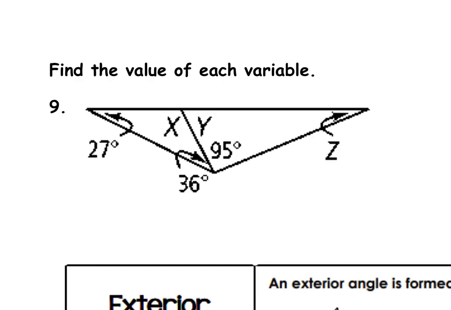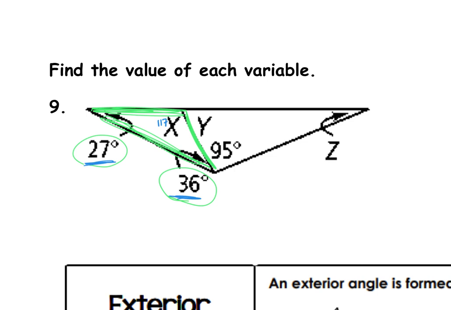All right, number 9 is a little bit trickier. So on number 9, I've got two triangles stuck together. We've got one on the left and one on the right. And I want you to look at this one on the left. So the one on the left, do you see how I already know 2 of the 3 angles? So we're going to do the same thing we just did on the last problems. We're going to take 180 minus 27 minus 36, and we're going to get the x is 117. So that's the big step.